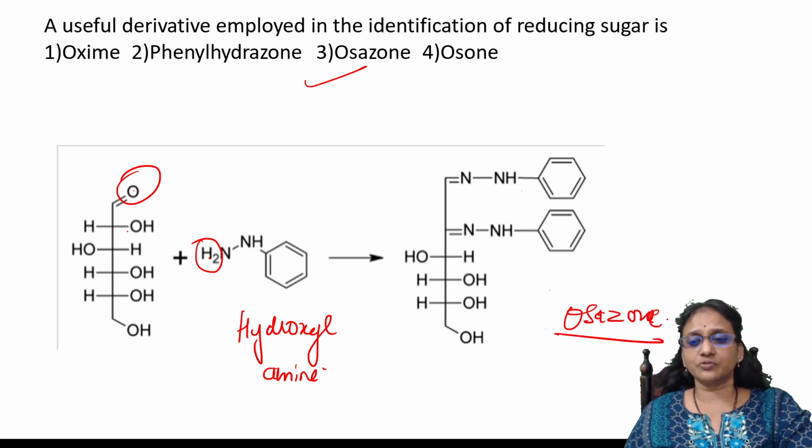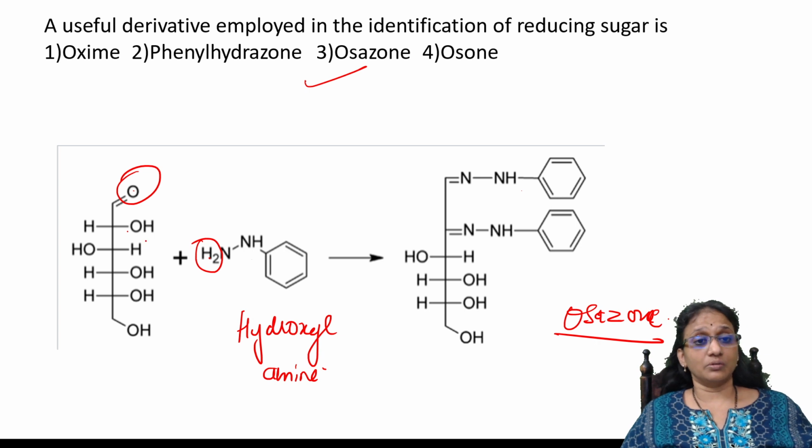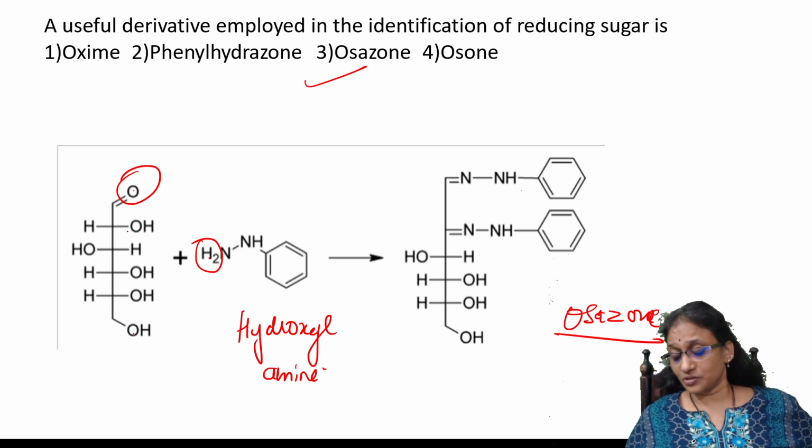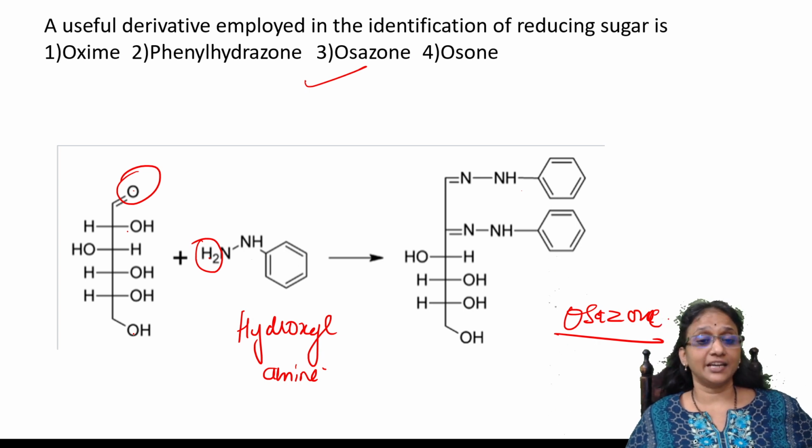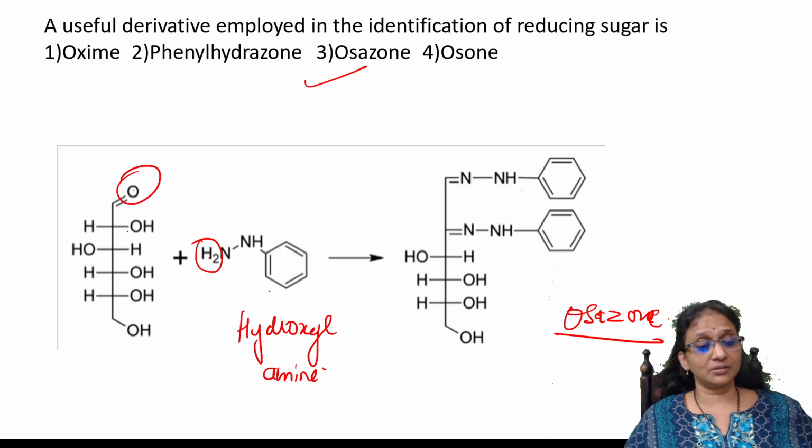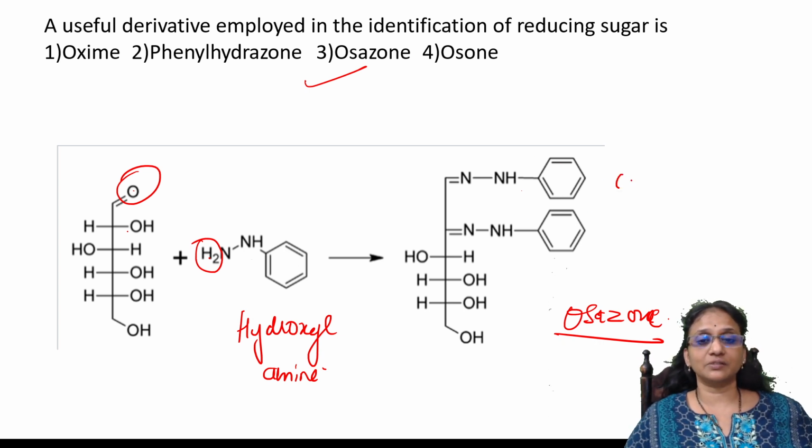So osazone is formed by the reaction of your reducing sugar, right? You can go with your sucrose also, right? And those are going to combine with hydroxylamine to form osazones, which is a condensation product. This is a condensation product. Okay, done, students.